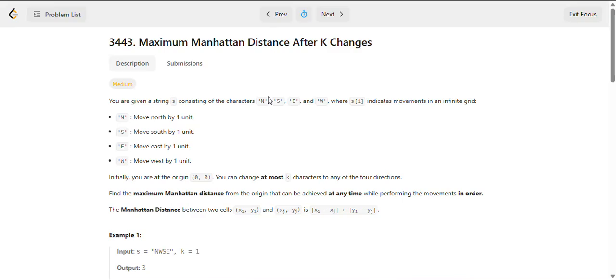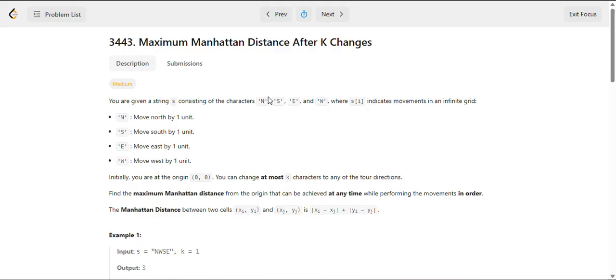Hello everyone. Let's visit today's problem, and it says maximum Manhattan distance after k changes. So it basically says that you're given a string S consisting of north, south, east, west, where S of I indicates movements in an infinite grid. N means 1 unit north, S means south, E means east, W means west.